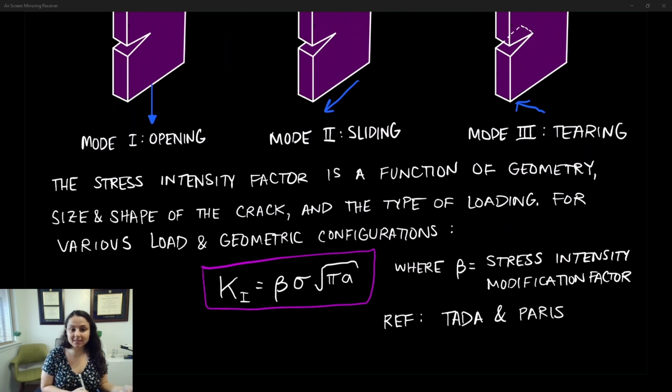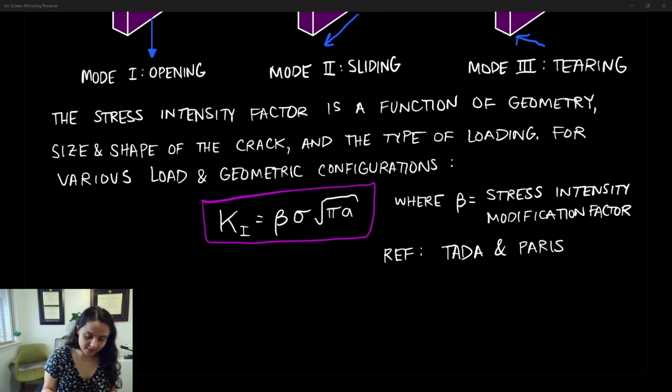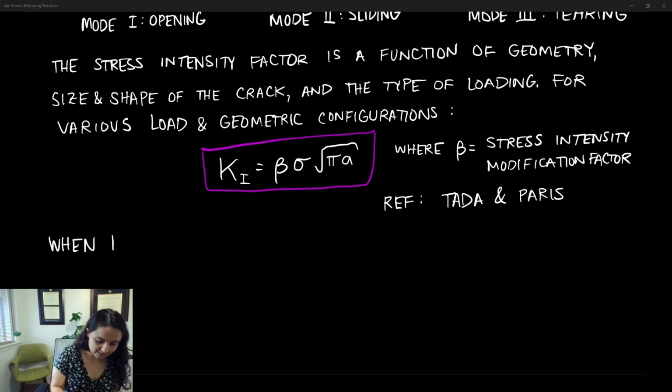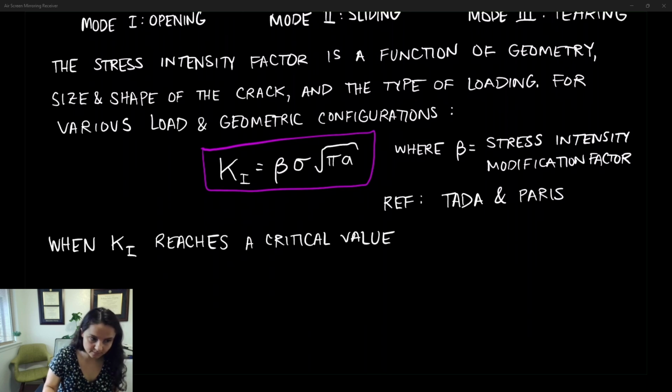Now we need something to compare that stress intensity factor to understand when we predict failure. So we're going to use a critical stress intensity factor, and we're going to say when our stress intensity factor K1 reaches a critical value, K1C, crack propagation initiates.